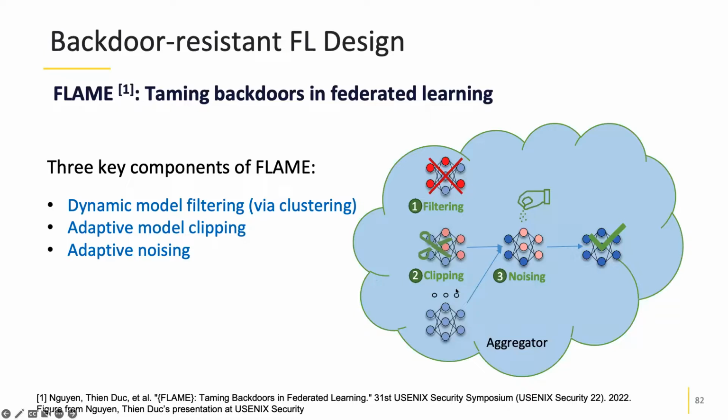Also, one thing to notice is that the first two components, dynamic model filtering and weight clipping, help to reduce the level of noise that is necessary to remove the impact of backdoor. Without these first two steps, the defender will need to add a large Gaussian noise to the model to mitigate the impact of backdoor. And this will in turn result in a model with low accuracy because too much noise is added.